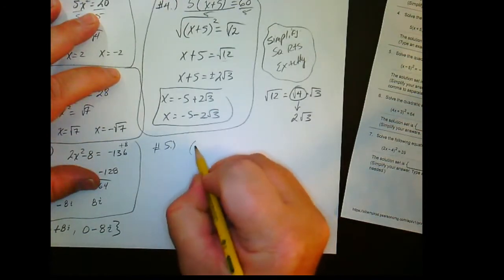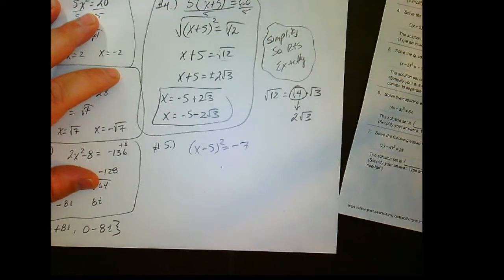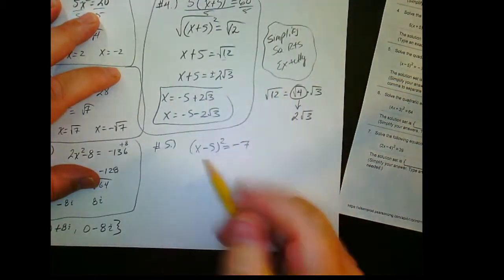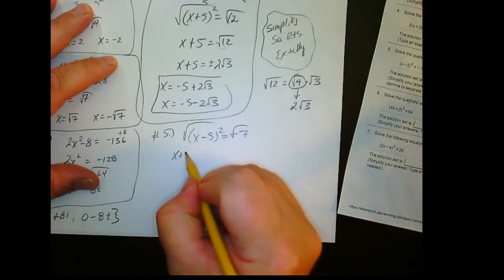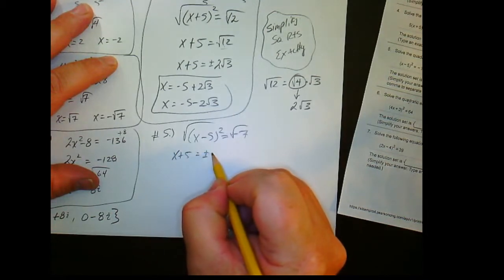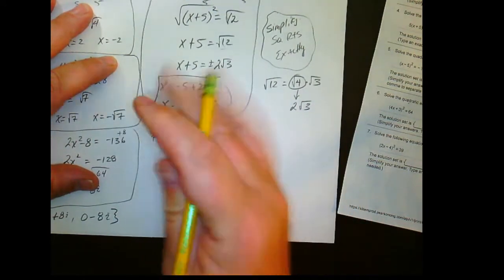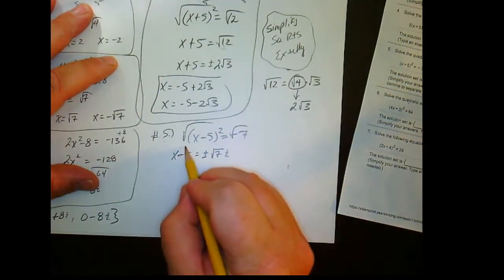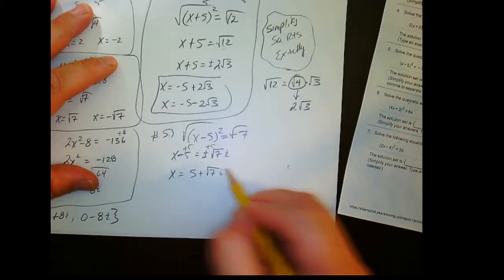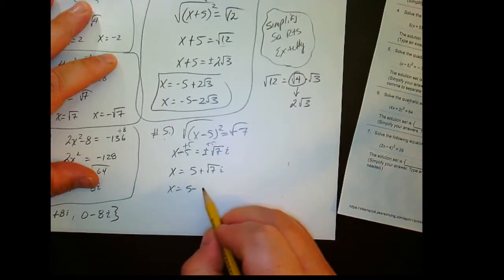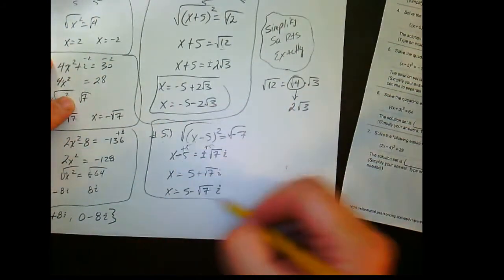Number 5 says x minus 5 squared equals negative 7, and it says exact answers once again. Yep, so that means no decimals. So square root first. x minus 5 equals plus or minus the square root of 7i. And it's minus 5 right here, right? So all you have to do now is add 5 to both sides, and you get two answers. Make sure you're writing that i so it's very clearly outside of the square root. So those are your two answers.